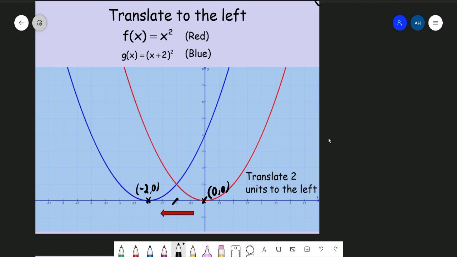For example, point (1, 1), that is this point. If we move it 2 units to the left, it will be over there, and that point will be over here. So we see the same thing happen. We are going to move the whole graph to a new position. That is the blue graph, after we move the red graph 2 steps to the left. All right.